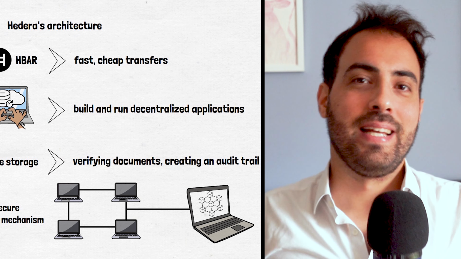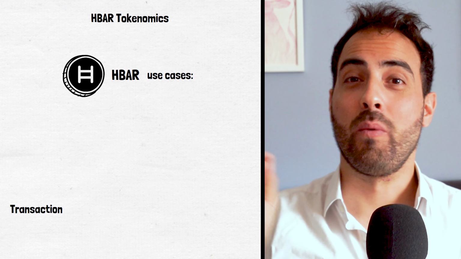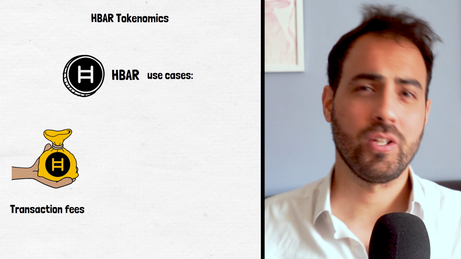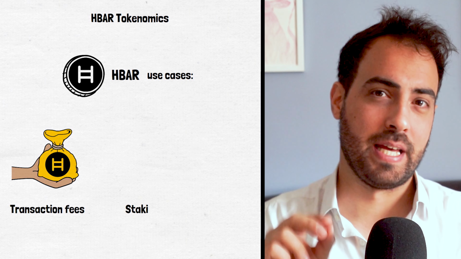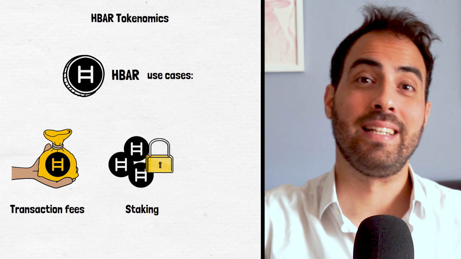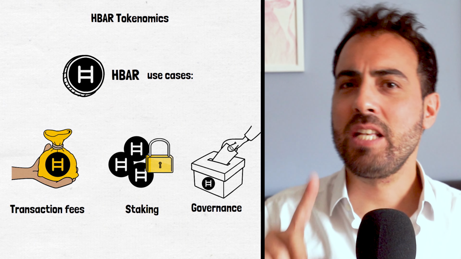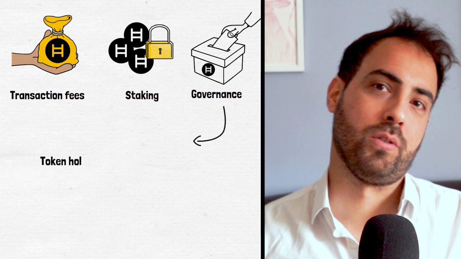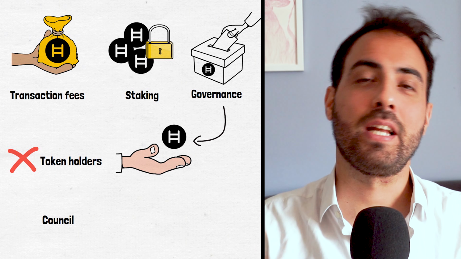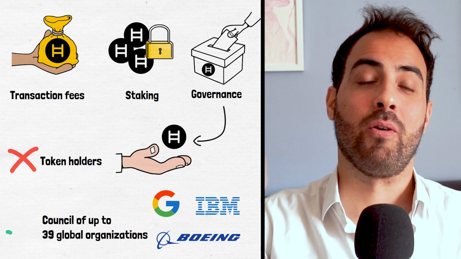Now, the native coin of Hedera is known by the market ticker HBAR, and it can be used to pay for transaction fees, which means that every time you use a Hedera service, you will need a tiny amount of HBAR to cover the cost. Second, HBAR can be used for staking, which means that by holding and locking HBAR, users help secure the network and earn rewards in return. And finally, governance. Unlike many other crypto projects, HBAR doesn't give direct voting rights to token holders. Instead, Hedera has a unique governance model where a council of up to 39 global organizations, including Google, IBM, and Boeing, makes decisions about the network's future.